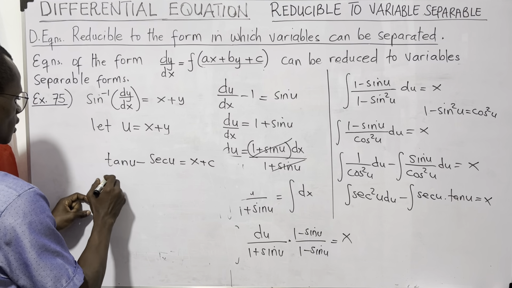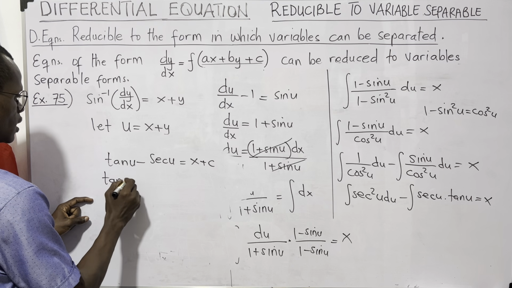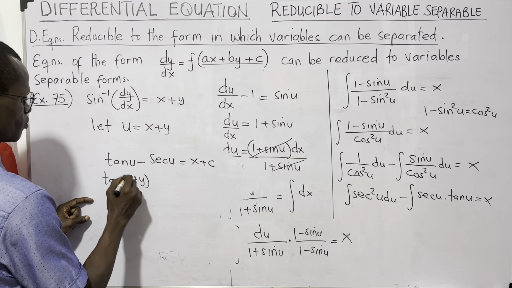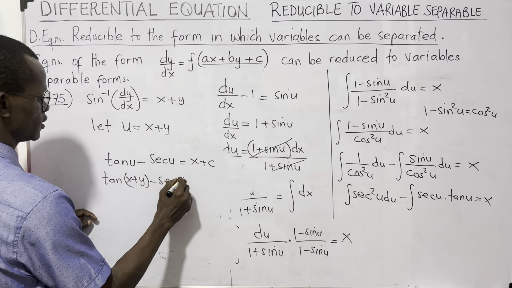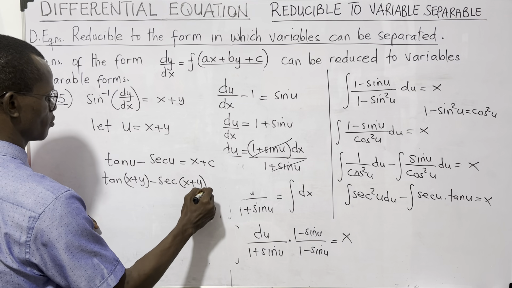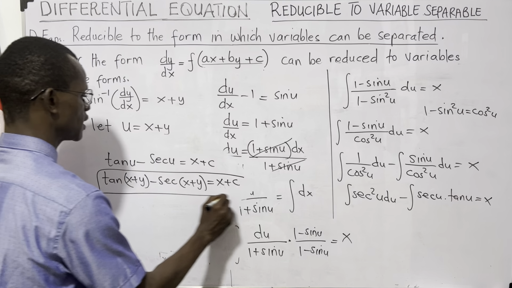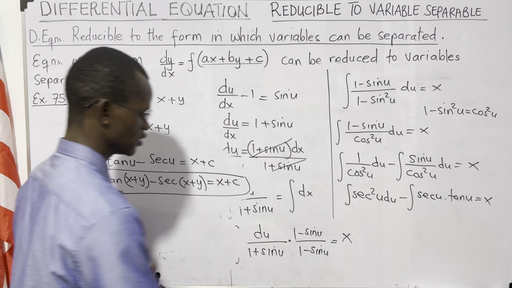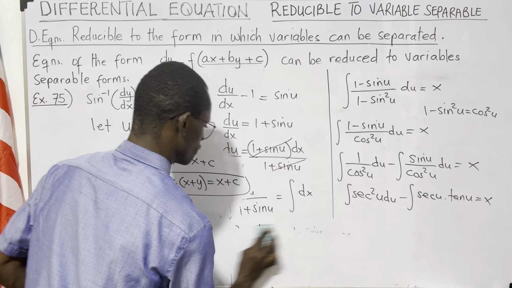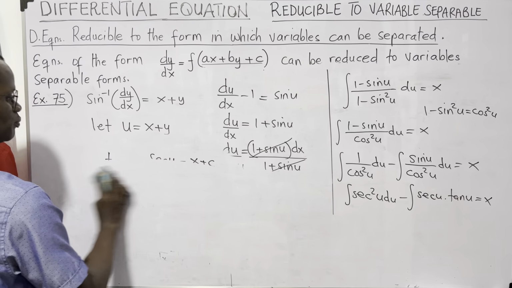So what is u? u is x plus y. Secant of x plus y equals x plus c. So this is our general answer for this problem. Now let's quickly do another problem.